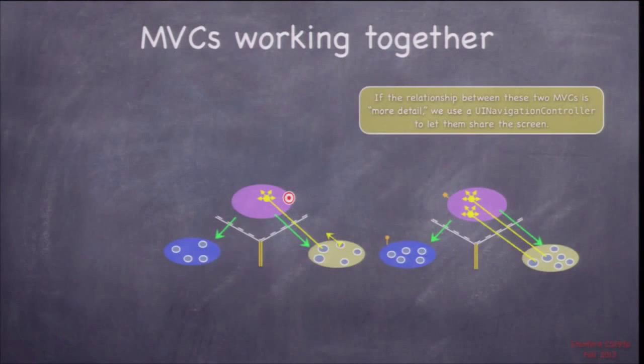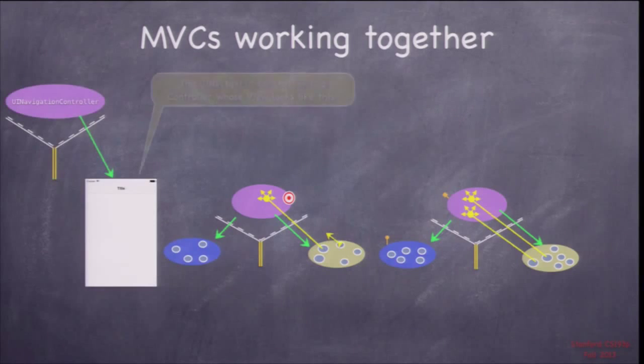Okay? So let's talk about how UINavigationController comes into this. If the second MVC wants to show more detail of the first MVC, then a UINavigationController is appropriate. All right? A UINavigationController looks like this. It's an MVC. Its controller is the UINavigationController. Its view is this kind of white rectangular thing with a gray bar at the top and possibly a gray bar at the bottom.